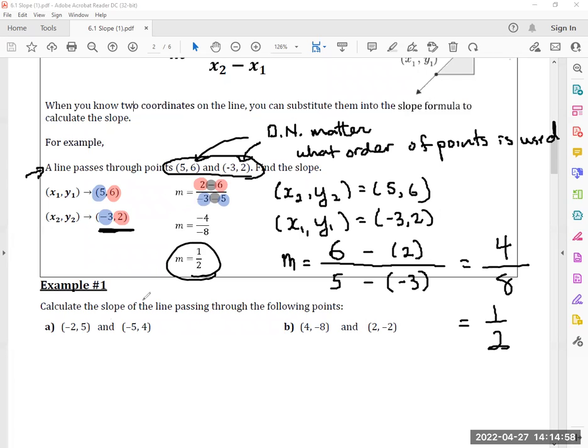So let's try it. Continuing on. I have a point -2, 5 and -5, 4. M is equal to long line.